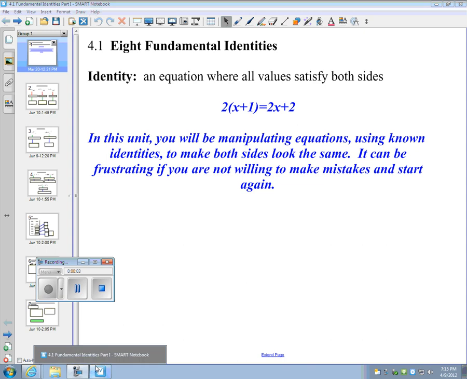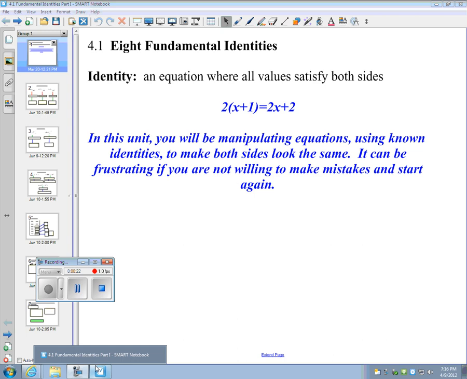4.1, we're looking at the 8 fundamental identities. An identity is an equation where all values satisfy both sides. For example, if I said 2 times x plus 1 is equal to 2x plus 2, those are the same thing. No matter what value of x, it satisfies both sides of that equation.